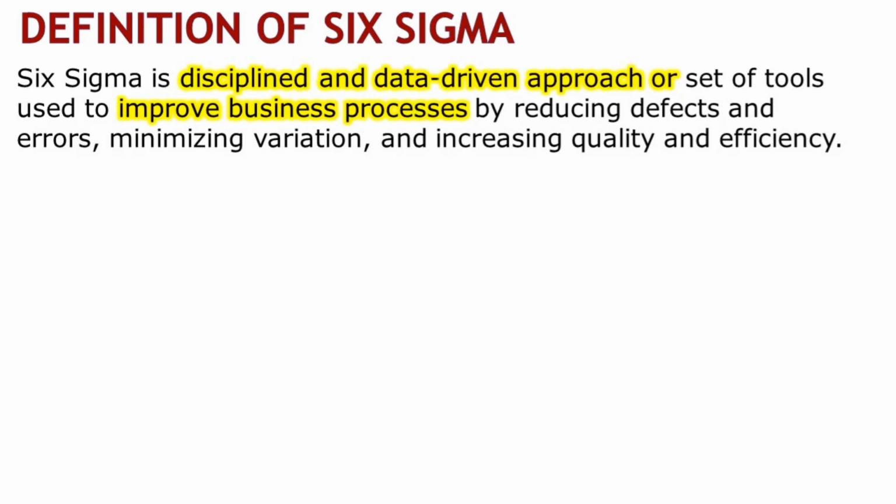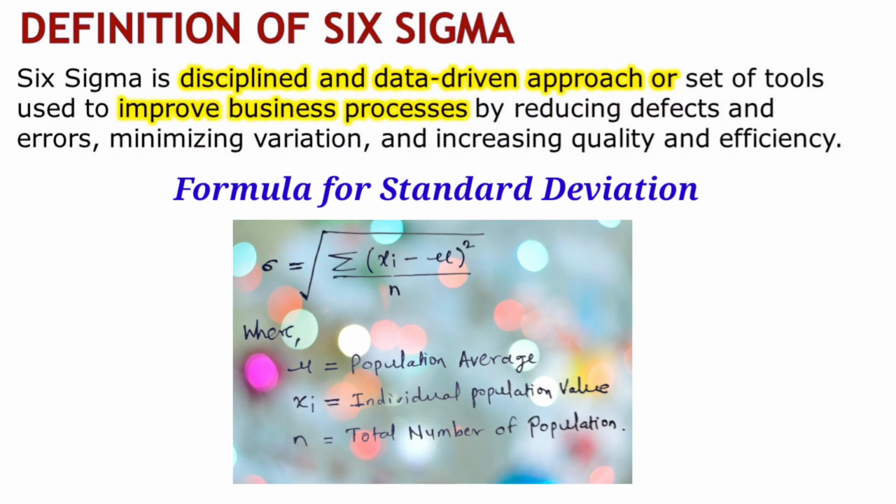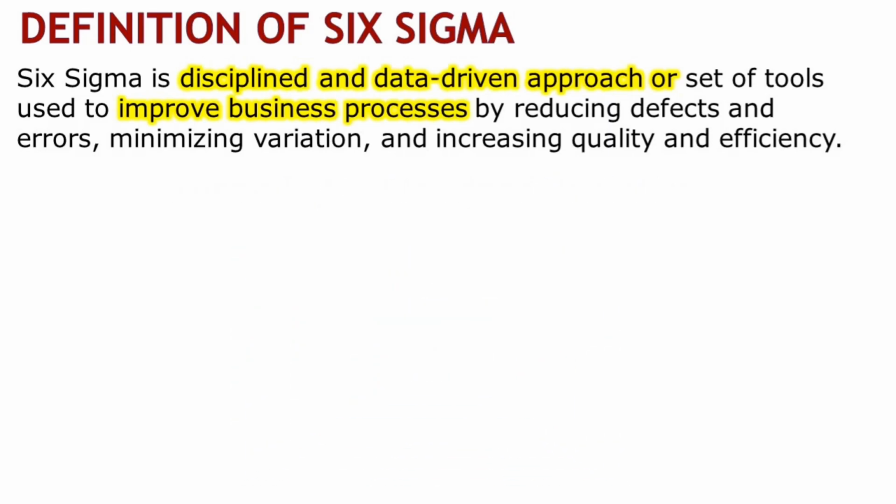Now, you might be wondering, where does the Six Sigma name come from? Well, it's actually inspired by the Greek letter sigma, which stands for standard deviation. Standard deviation is a unit for measurement of variation. The more the variation, the higher the standard deviation.